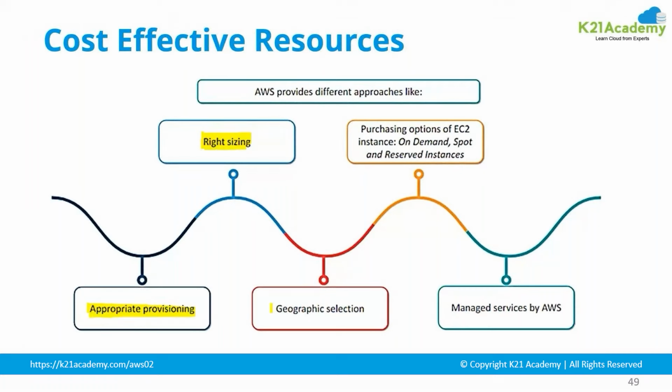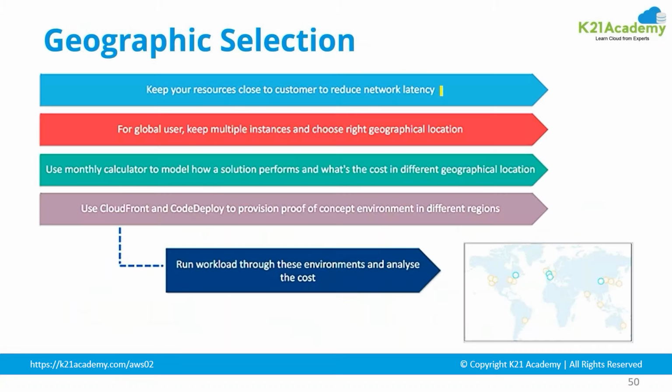The geographical location of the resource should be wisely chosen. You should try focusing on managed services because it goes cheaper as compared, and use the purchasing options so as to save the cost. So these are the different approaches: right provisioning, right sizing, right geographical selection, choosing the purchasing option, and trying to go for managed services. This will help you to reduce the cost on your infrastructure.